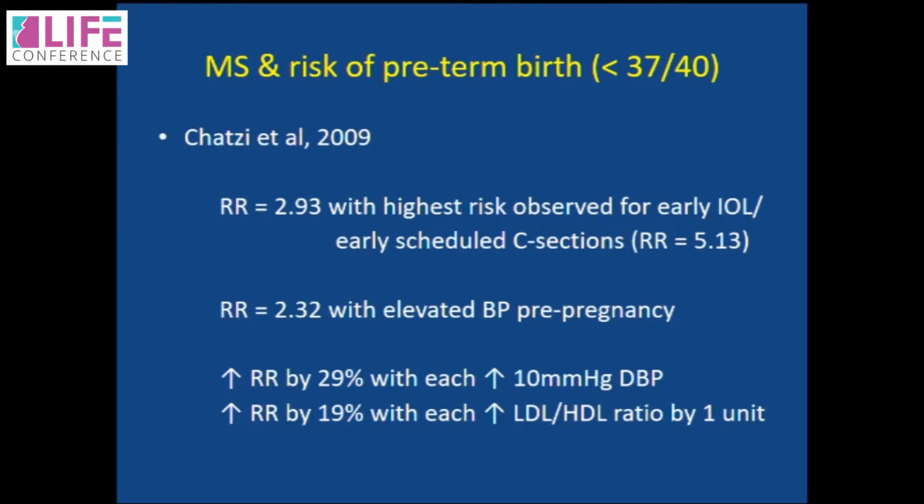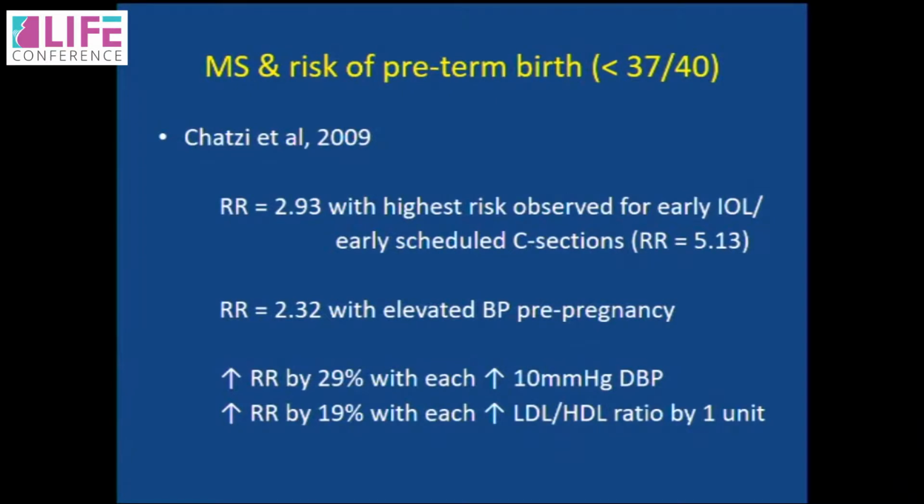What about the risk of preterm birth, which is defined as birth at less than 37 weeks of gestation? Again, Chatzi used that same cohort that we discussed a couple of slides ago in 2009, and the relative risk of preterm birth was found to be 2.93 in people with metabolic syndrome. This was particularly high in women who needed an induction of labor or earlier scheduled C-sections before 37 weeks, and the relative risk actually went up to 5.13 in these individuals with metabolic syndrome.